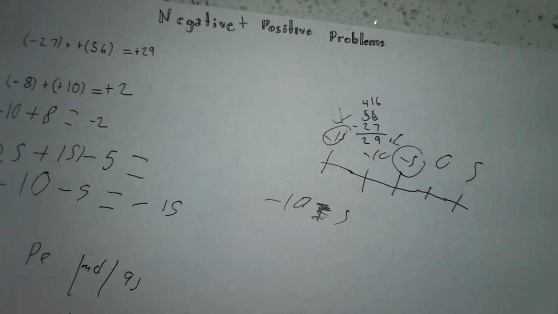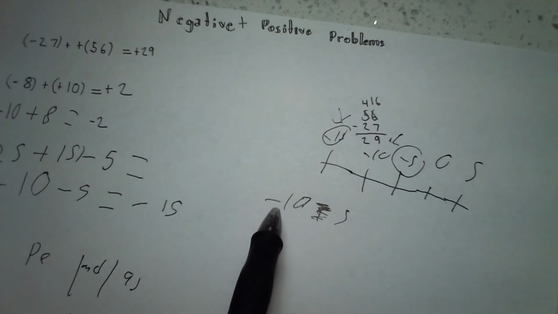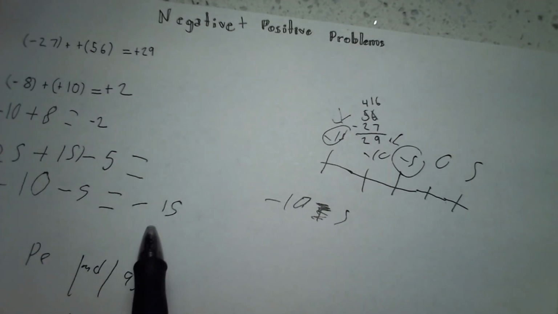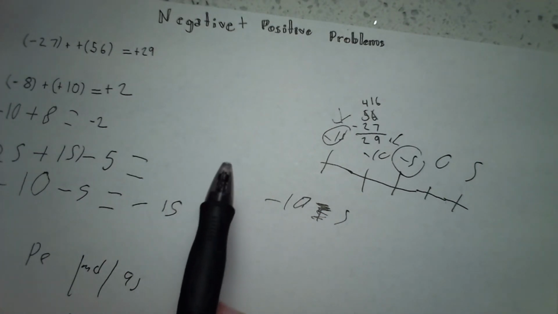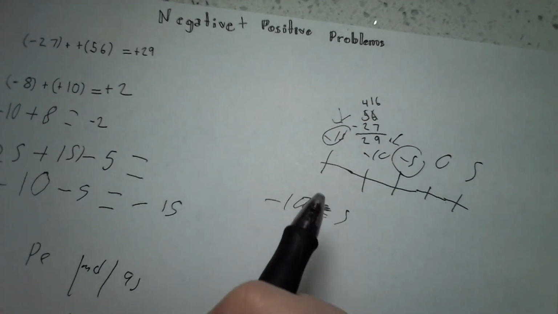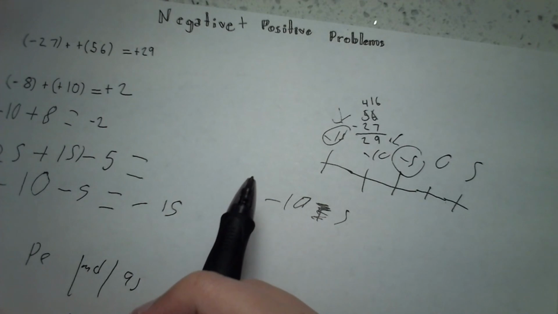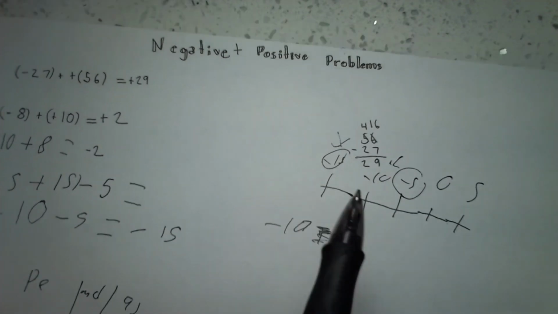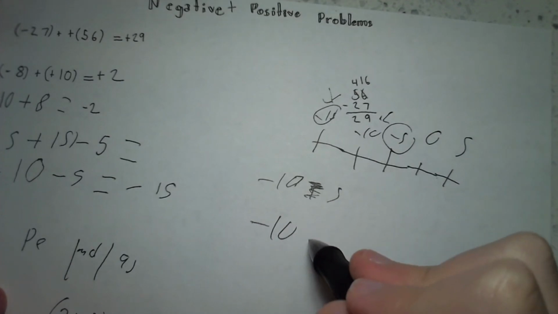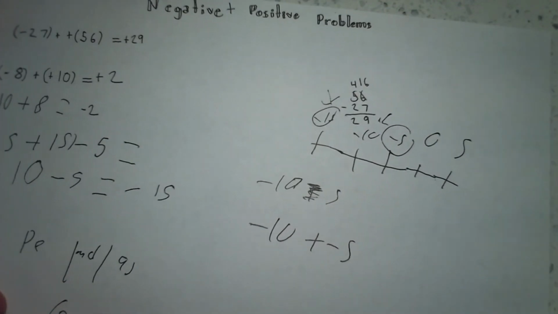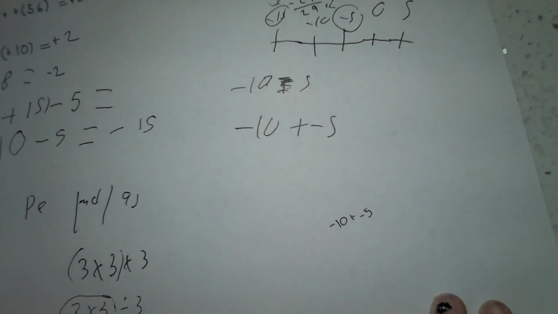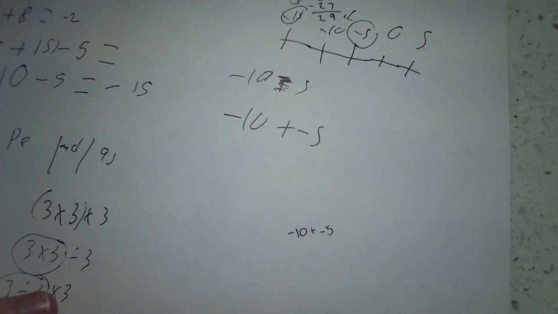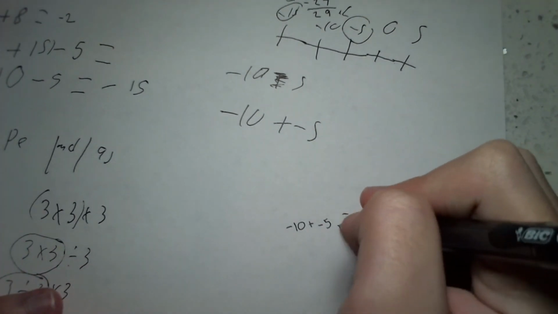Wait, so you added them. I did not add them. Negative 10 minus 5 equals negative 15. 10 plus 5 is 15. So you added them. No, it isn't adding. Whenever you add negatives, if I were to do negative 10 plus negative 5, then that right there would also equal negative 15.